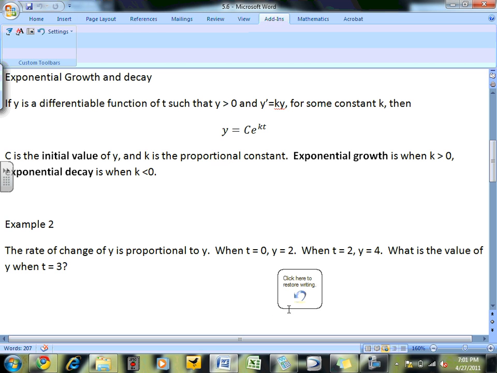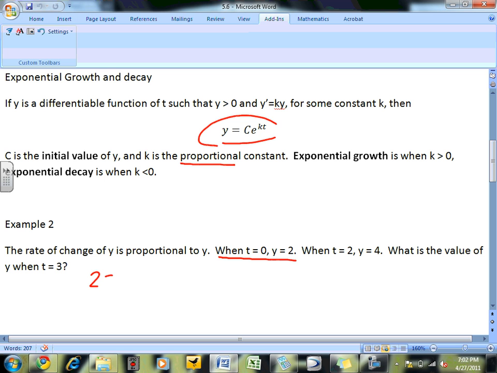All right, so here we go. In this example number 2, the rate of change of y is proportional to y. So since the rate of change is proportional, that means it's exponential. When t equals 0, y equals 2. When t equals 2, y equals 4. What is the value when t equals 3? In order to solve this, since the change of y is proportional, that means we're using this up here. They gave us some conditions. They say when t equals 0, y equals 2.